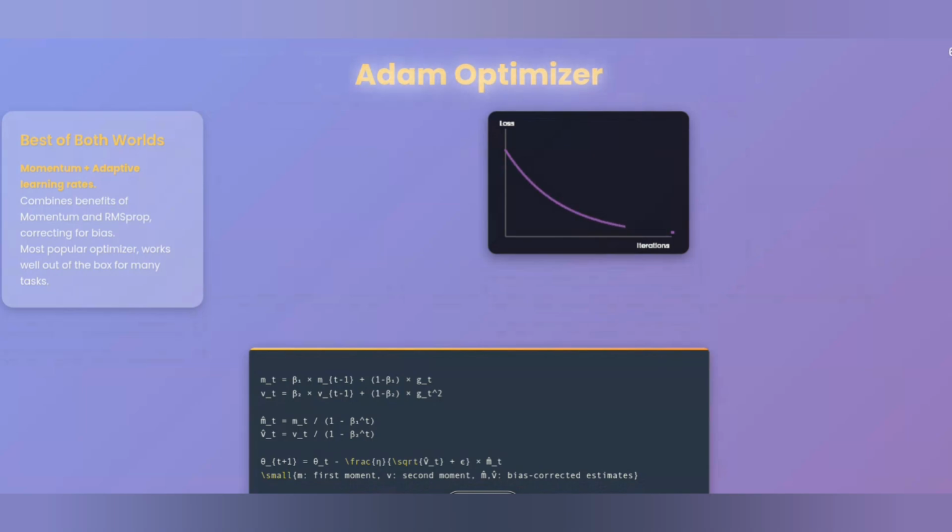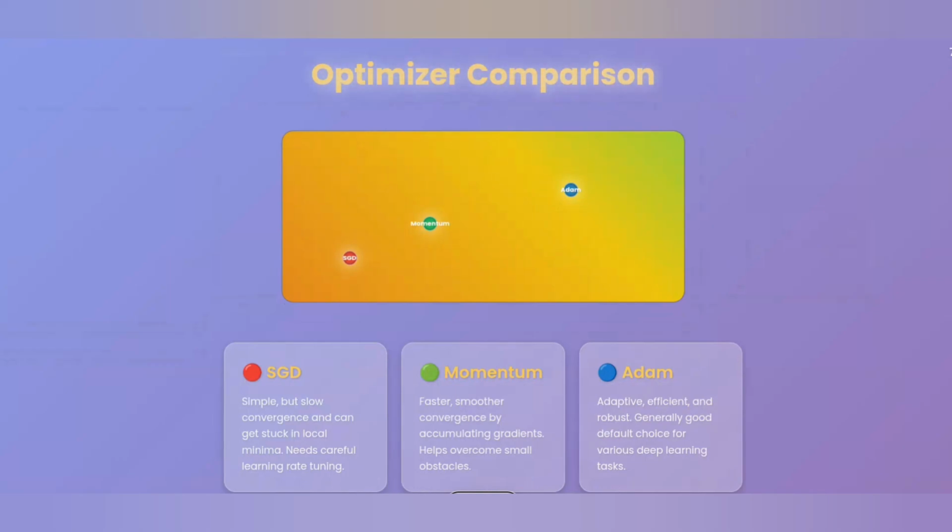Adam has become the default choice for most deep learning practitioners because it works well out of the box, handles sparse gradients beautifully, requires minimal hyperparameter tuning, converges fast and reliably. It's like having a Formula One driver with perfect road sense. Now let's see them all in action.